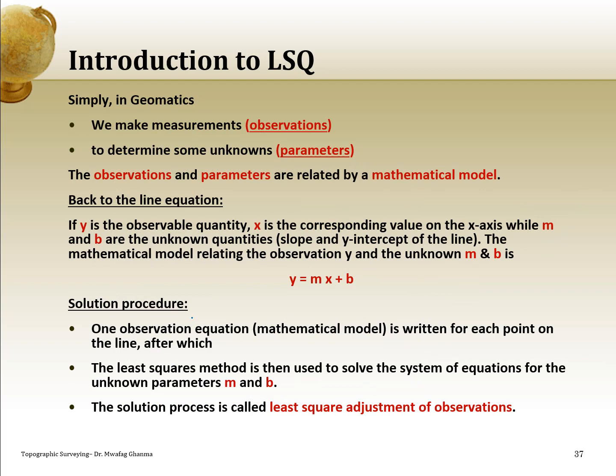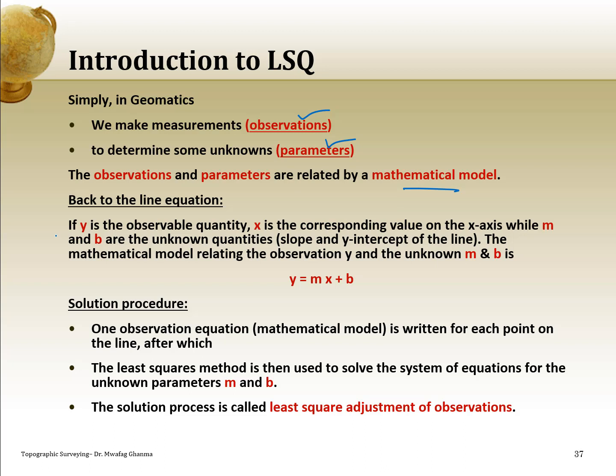So with this introduction, we can say in geomatics, usually we do measurements to determine unknown quantities. These measurements, we call them observations, and the unknown quantities, we call them the parameters. So we do observations to determine unknown parameters. Now, these observations and parameters are related using a mathematical model.